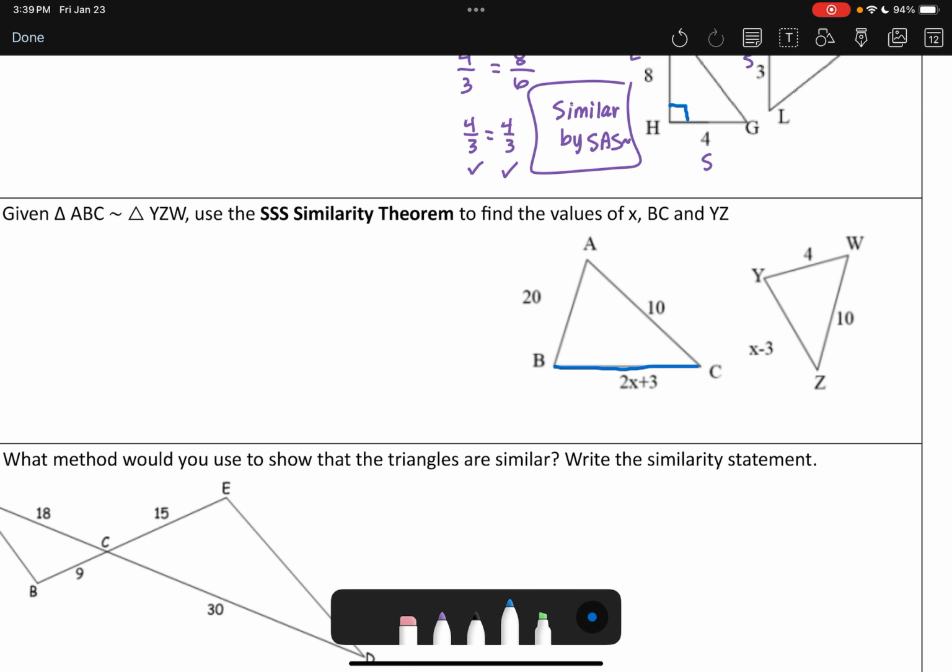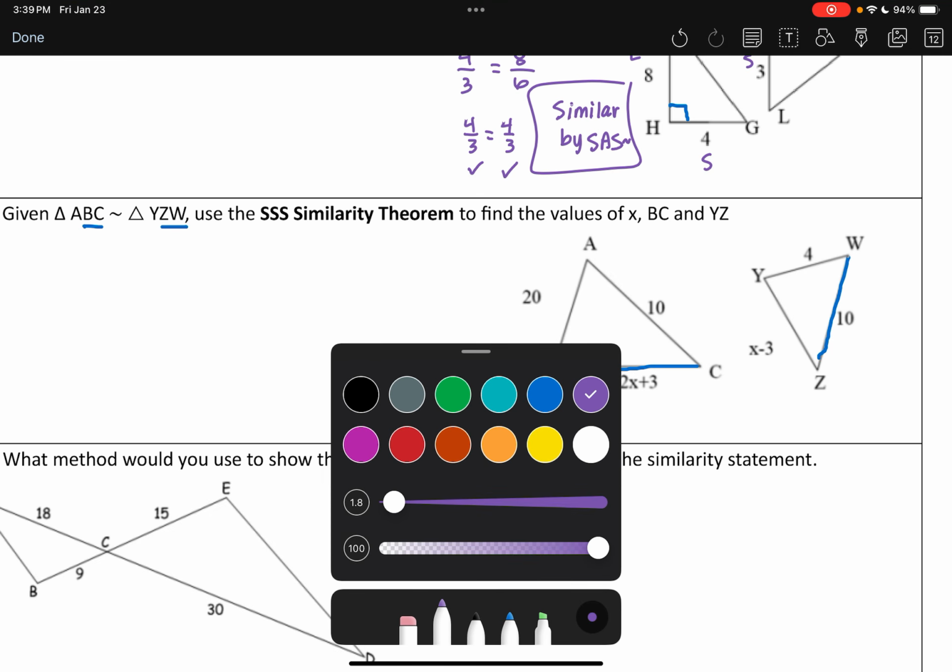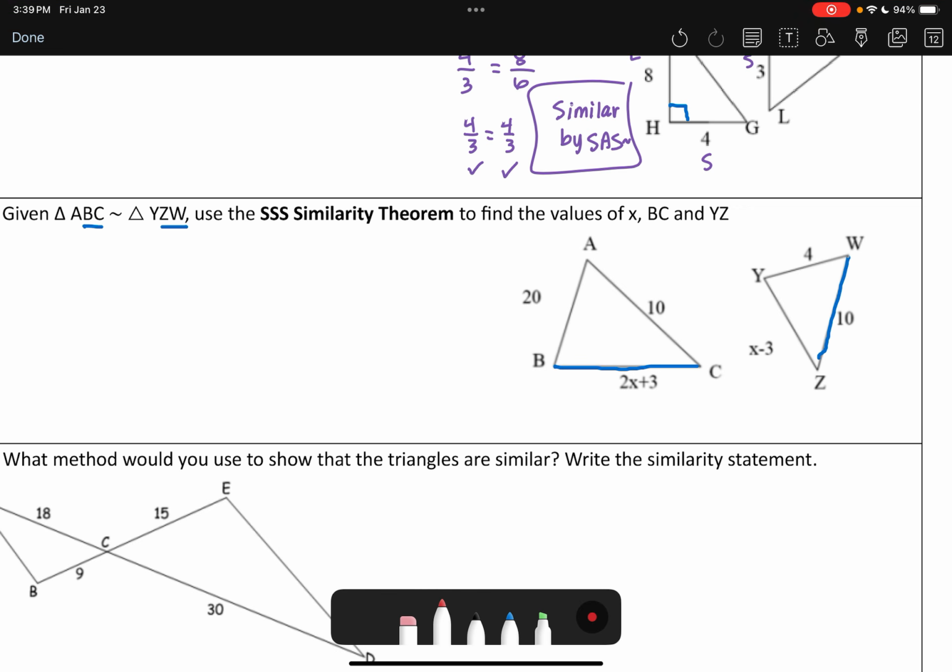So if we look at BC, BC corresponds to ZW. So these are corresponding. We also see here that we have this side length here, AB. AB is going to correspond to YZ. And then you have one side remaining, so that means AC is going to correspond to YW, right? I recommend color coding it just to make this next process go by a little faster.